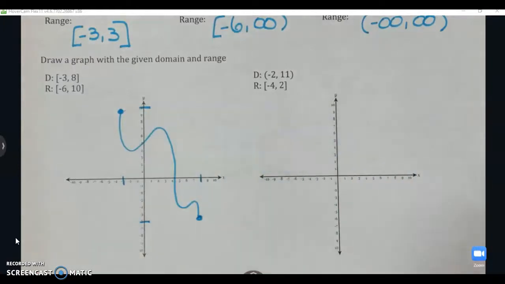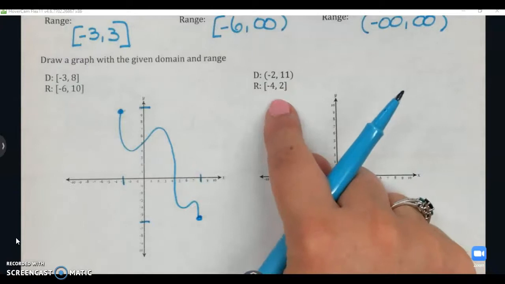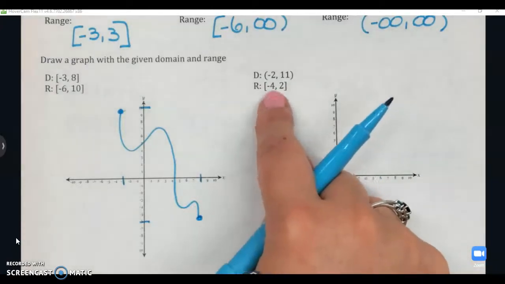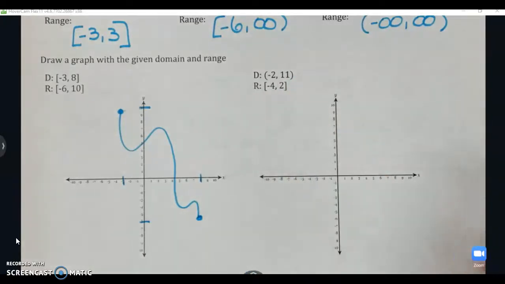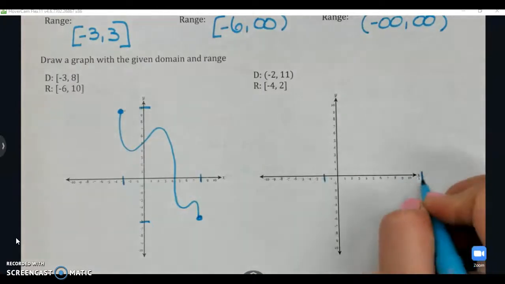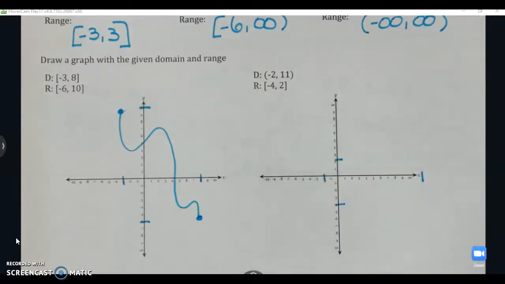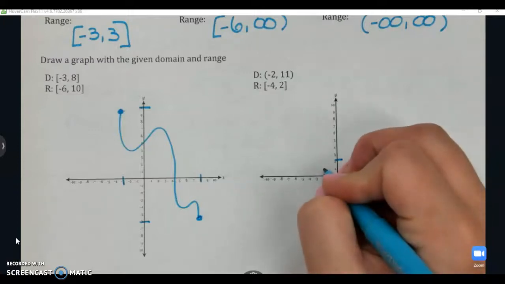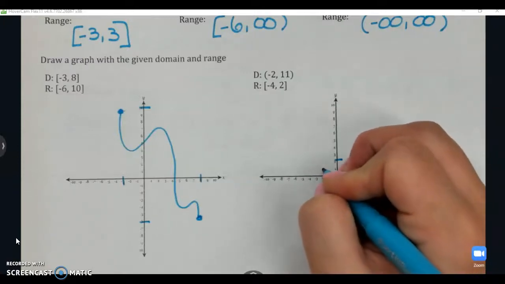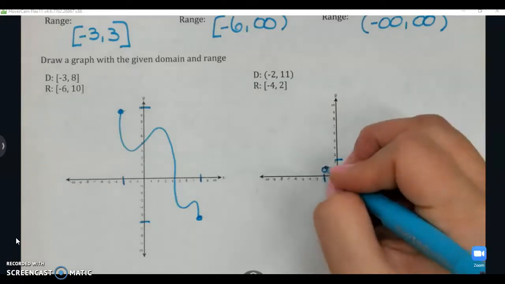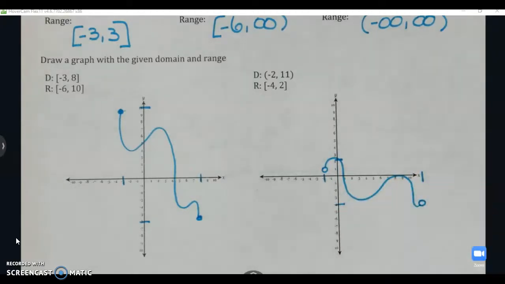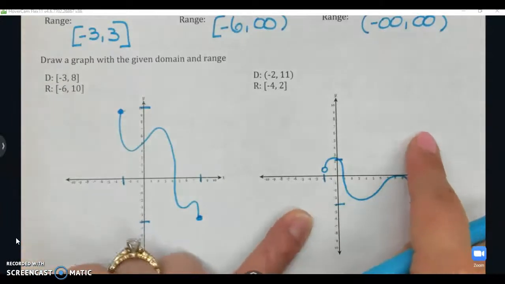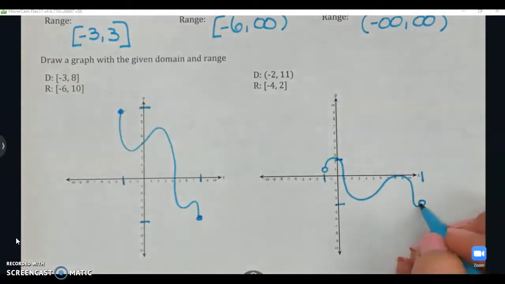The second one is a little bit tricky because my domain has parentheses, but my range has brackets, which means I need to make sure that these y values are included while these x values are only included up to that point. So let's go: negative 2 to positive 11, and then negative 4 to positive 2. One way you could do this would be to do little open circles here, and then make sure you're bouncing up and down to catch those y values. Okay, again, you could also do those in the opposite corners, but a straight line connecting these two is not going to work because you need to make sure that you're including those y values in your graph.